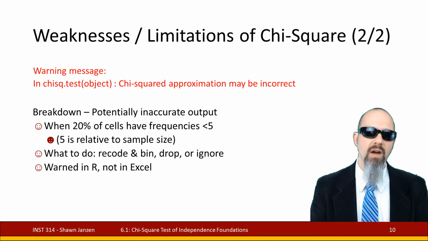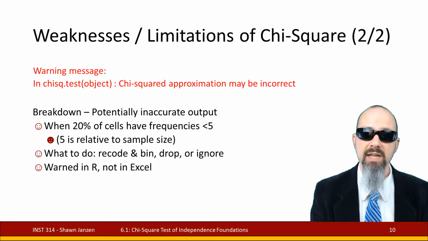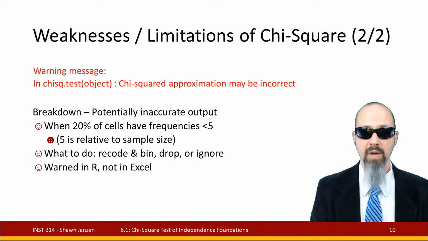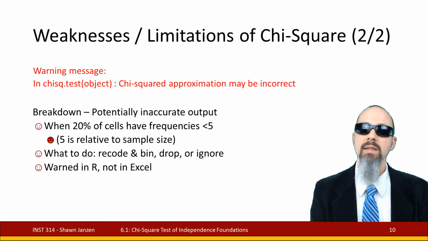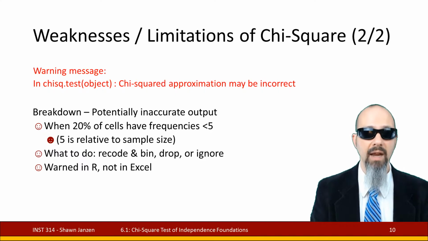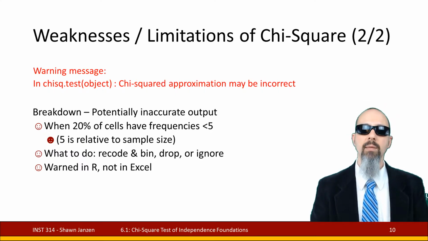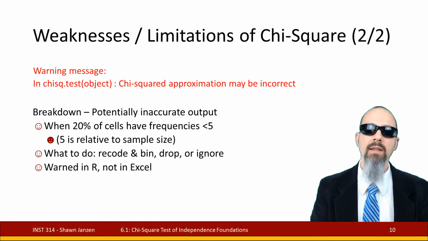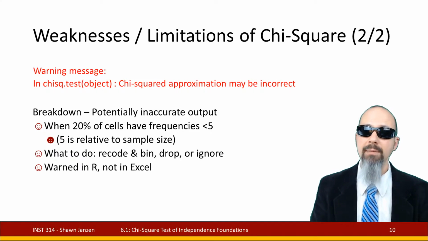If we're doing this in R, there's a chance that we might get the warning message that's on the screen at the moment that says, in chisq.test, the chi-square approximation may be incorrect. This is just a warning, it's not an error. Your chi-square did work. However, it might not be accurate, at least according to what we need. This is a chance for R to tell us that we might have a breakdown in our chi-square analysis, that the results might be inaccurate.